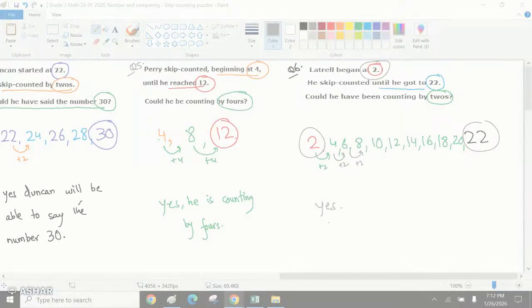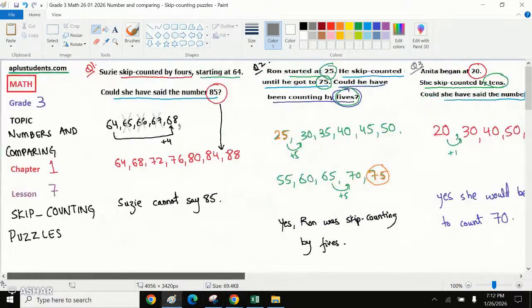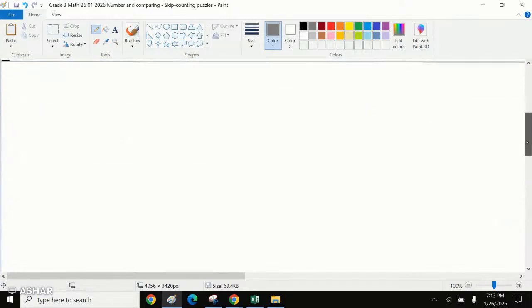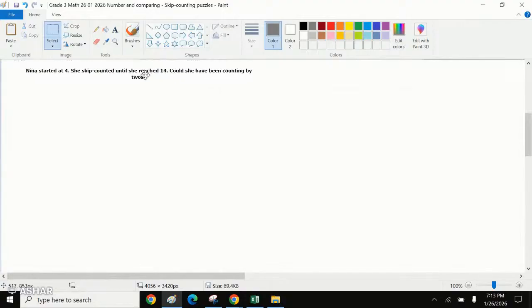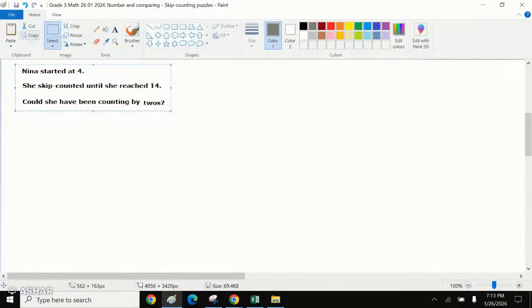Okay, let's have a look at the next question. Nina started at 4. Let's see if we can do the skip counting. This is grade 3, chapter 1, lesson 7, okay? So this is the question we have. I'll just align this question. Nina started at 4. She skip counted until she reached 14. Could she have been counting by 2s? This is question number 7.